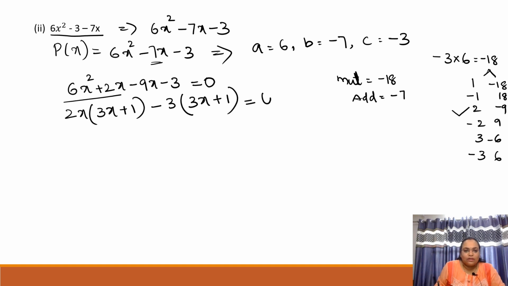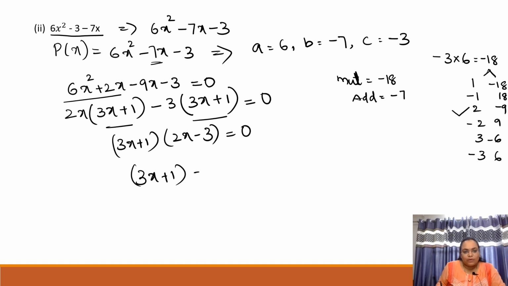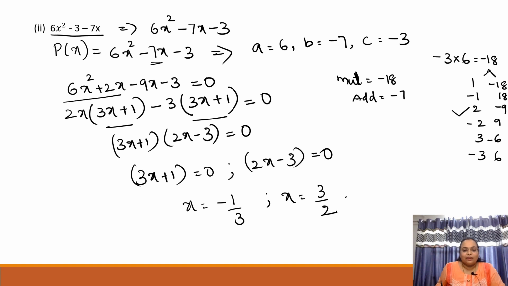Equals to 0. 3x plus 1 and 3x plus 1 are common. So 3x plus 1 and 2x minus 3 is equals to 0. So 3x plus 1 is equals to 0 and 2x minus 3 is equals to 0. X is equals to minus 1 by 3 and x is equals to 3 by 2. Right? So minus 1 by 3 and 3 by 2 are the zeros of the given polynomial.